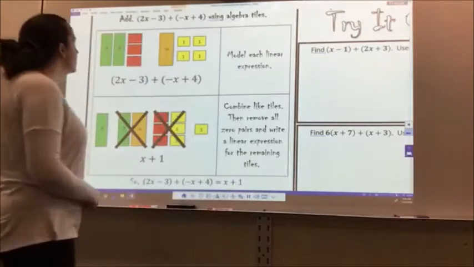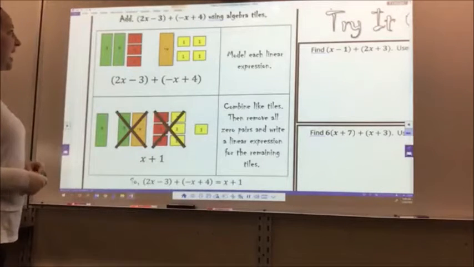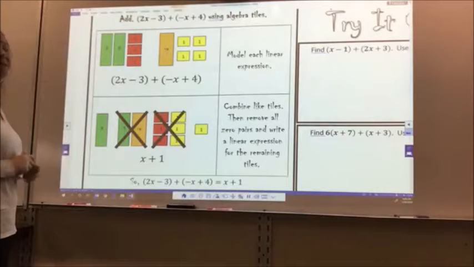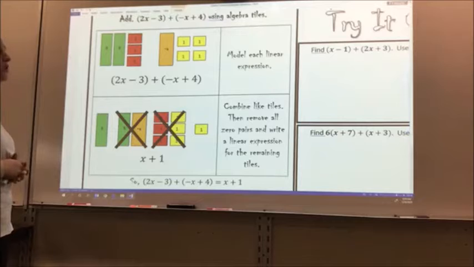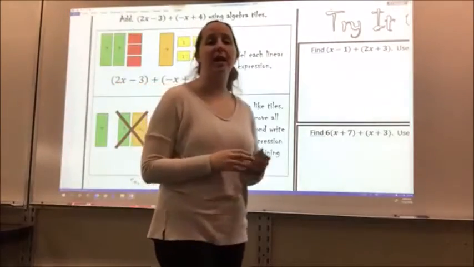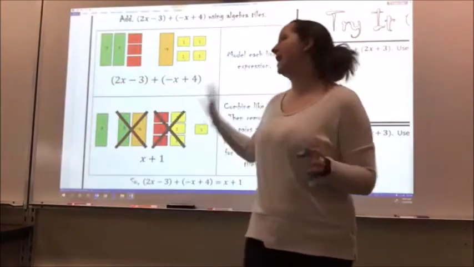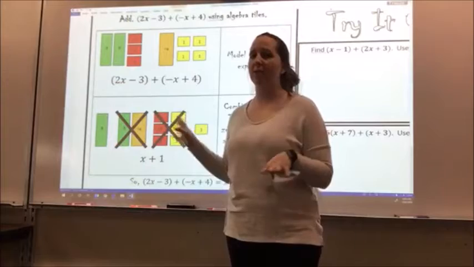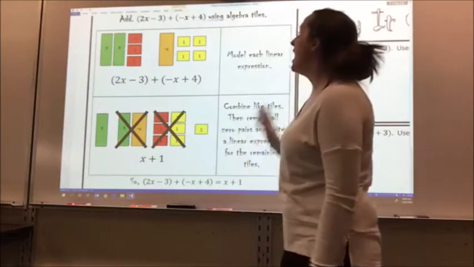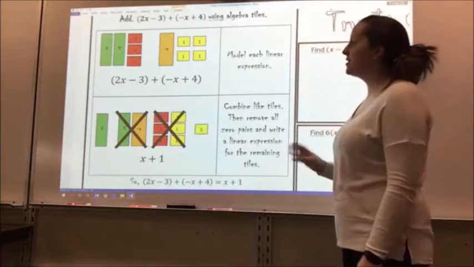All right, so if I want to add 2x minus 3 plus negative x plus 4 using algebra tiles. Again, you don't have to use algebra tiles in order to do this. You can. It makes your life easier, especially if you enjoy manipulating things with your hands, like moving things around. You can absolutely use algebra tiles. Okay, you can draw them, you can manipulate them, you can move them. So, algebra tiles, 2x minus 3.